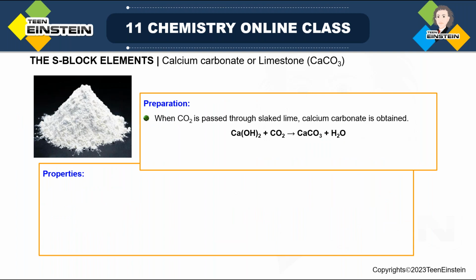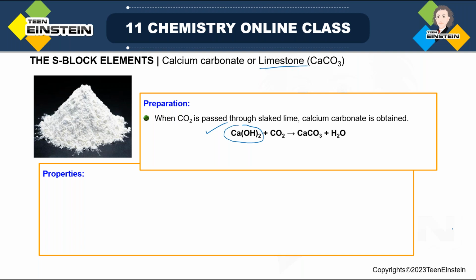Some more calcium compounds we have to see. We have already seen CaO and Ca(OH)2. Let's now see calcium carbonate, which is also known as limestone. For its preparation, we will use the source of calcium, which is Ca(OH)2. Now this equation we have already seen. Remember, if you pass CO2 gas through lime water, you get a milky appearance because of CaCO3. So this equation we are now actually using for the preparation of calcium carbonate.